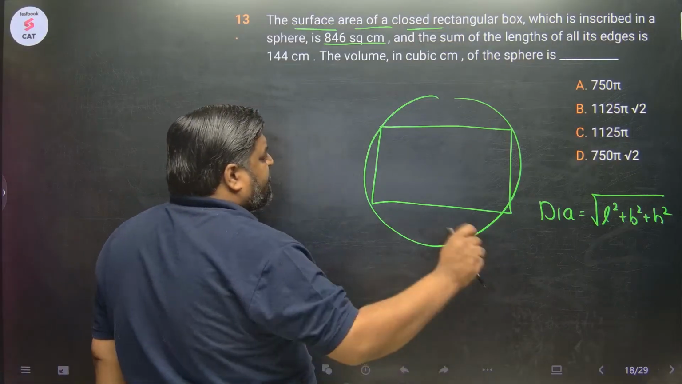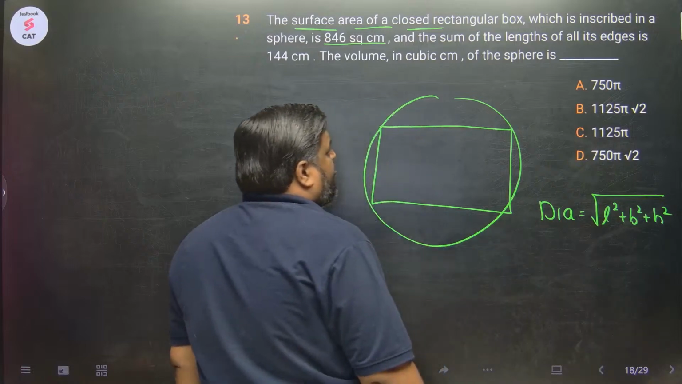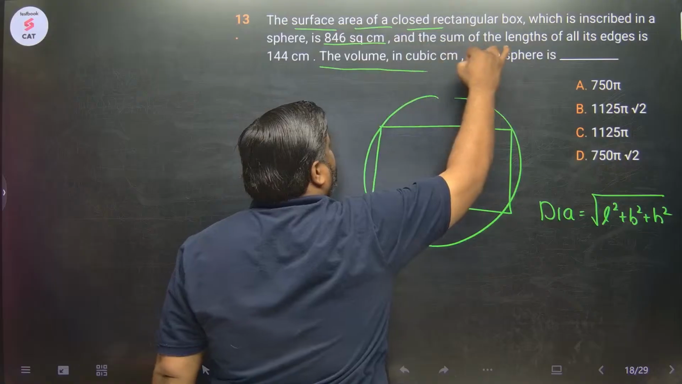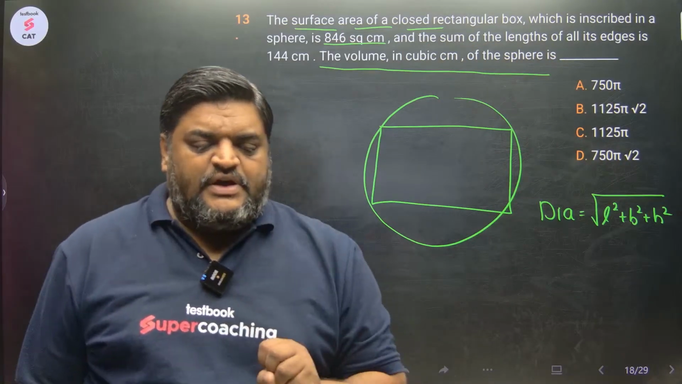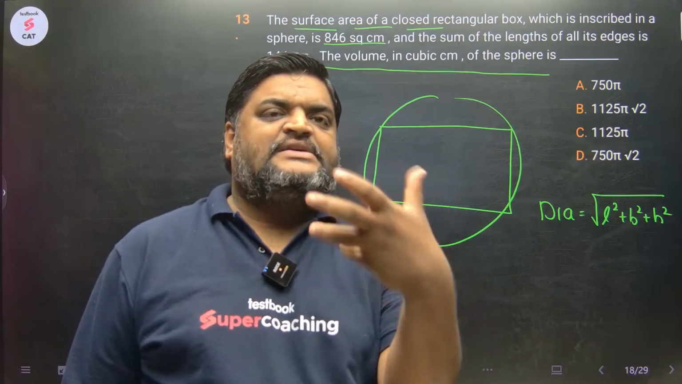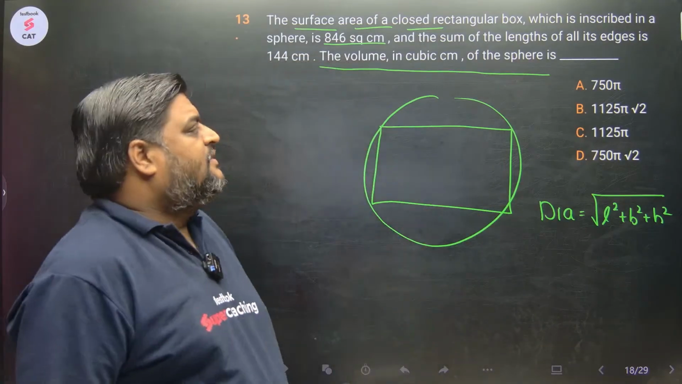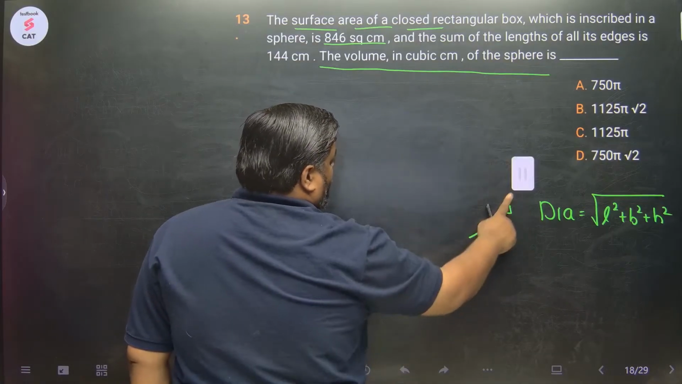ओके, सो मुझे कहीं ना कहीं डायमीटर can be calculated as square root of L square plus B square plus H square, और यही निकालना है बिकॉज वॉल्यूम ऑफ द स्फेयर इज आस्क्ड. To find out the volume, we need the radius, and we can calculate radius if we know the diameter. Chalo, let's do this. Aa jao. What equations are given?